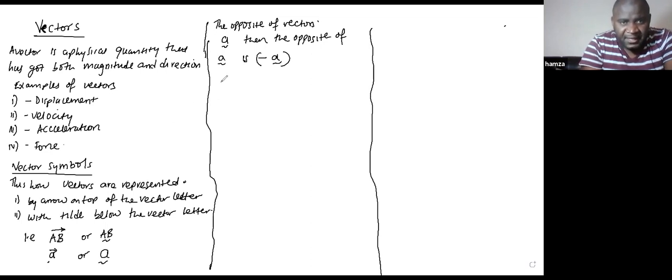And in relative motion, we shall have that concept of negativity of vectors coming into play. So if I had AB, I was moving from A to B, then the opposite of vector AB becomes negative AB.